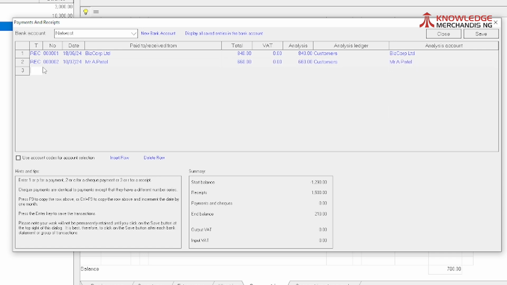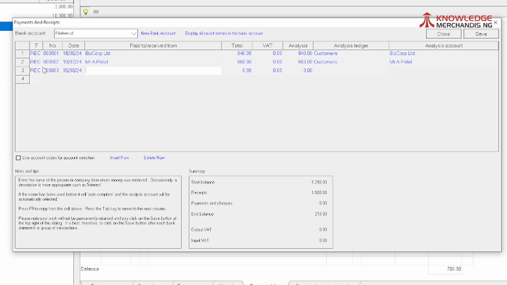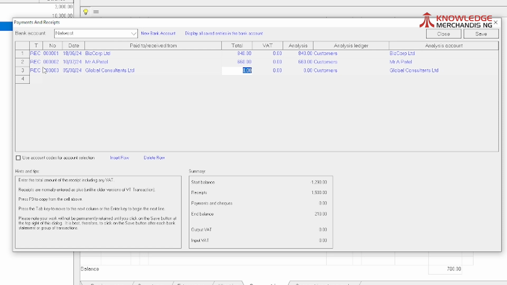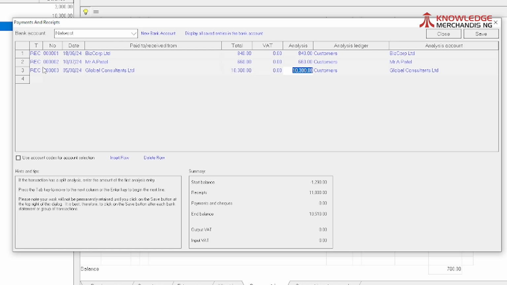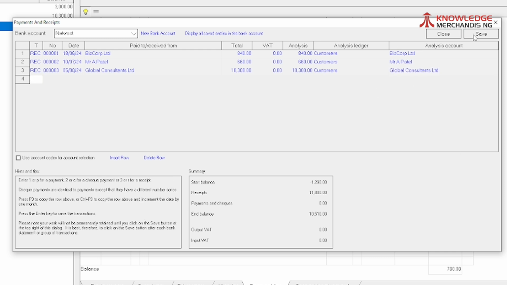Next one, it is again the receipt, so number 3, and it is on 05th August 2024, and it is from Global Consultants, and it is for 10,300. Again, it's a customer payment. That's it. So you can save them. Okay, this is how you enter the receipts.